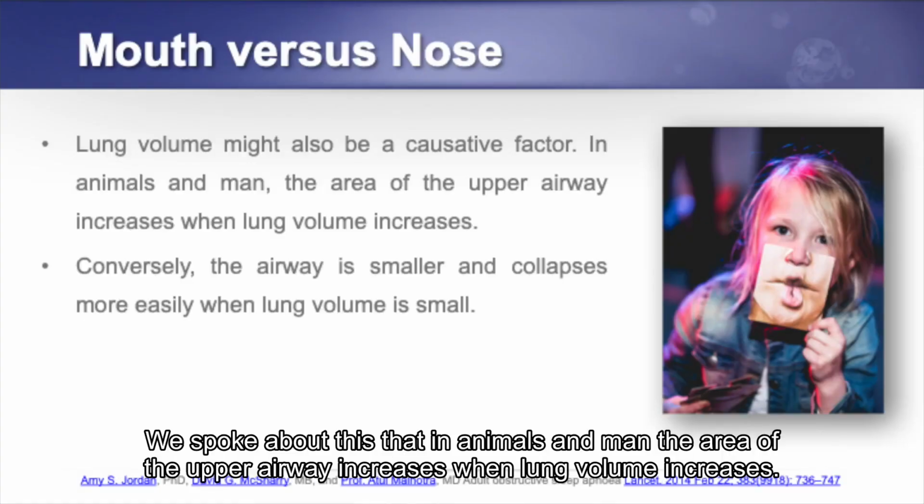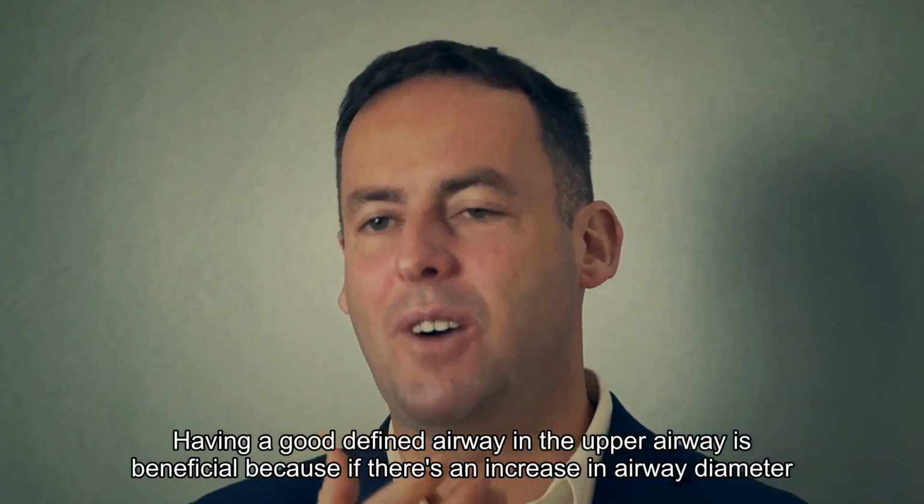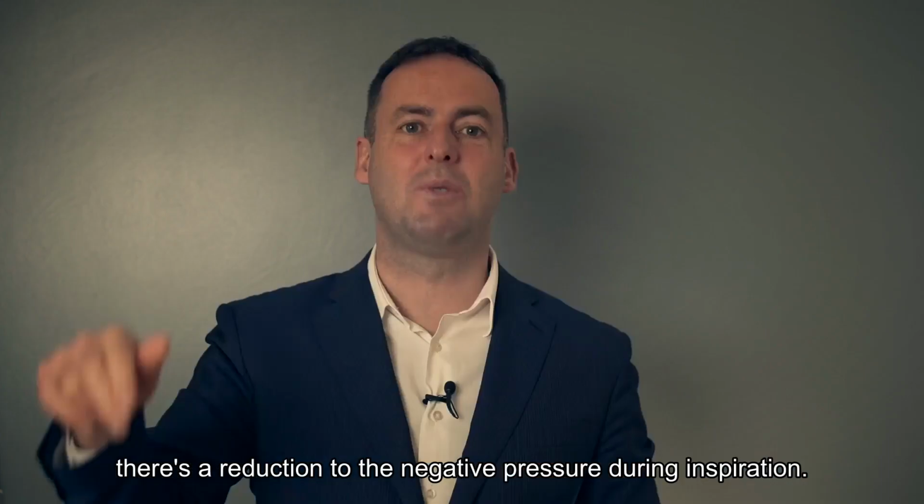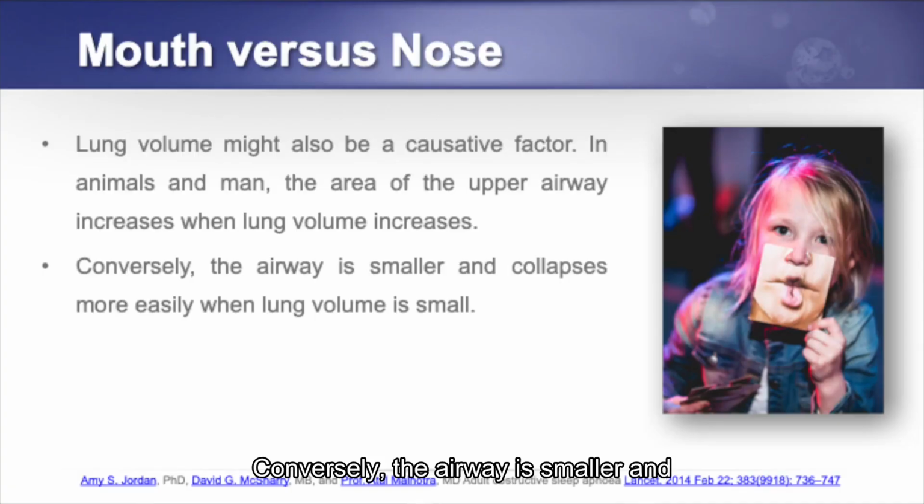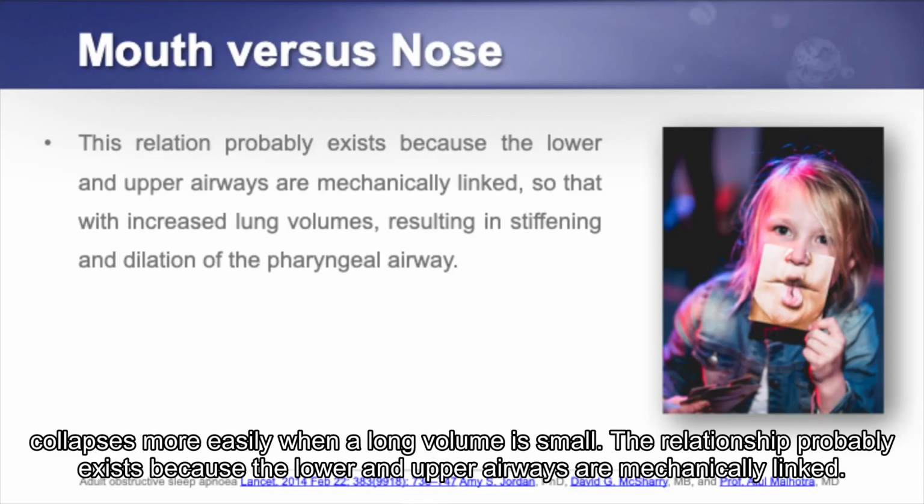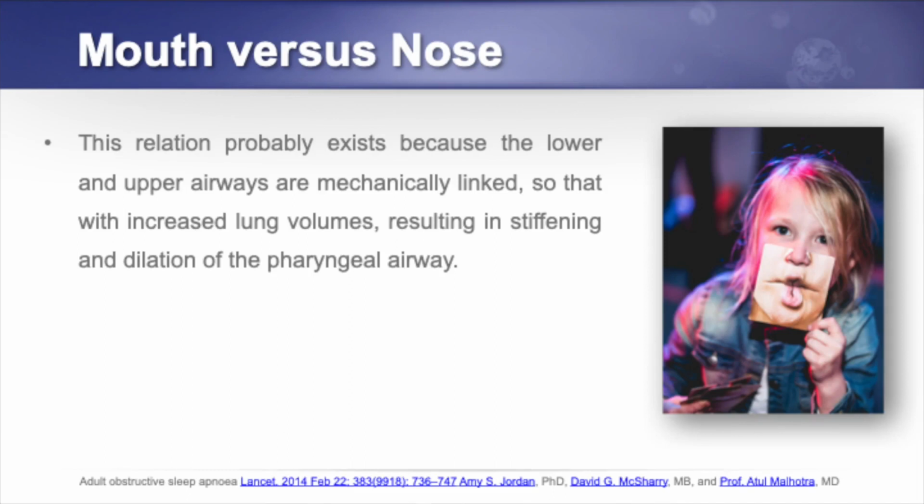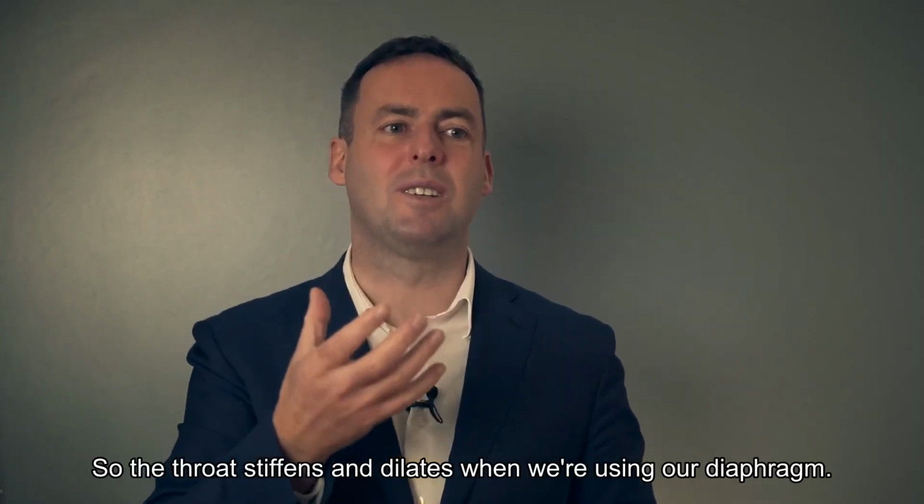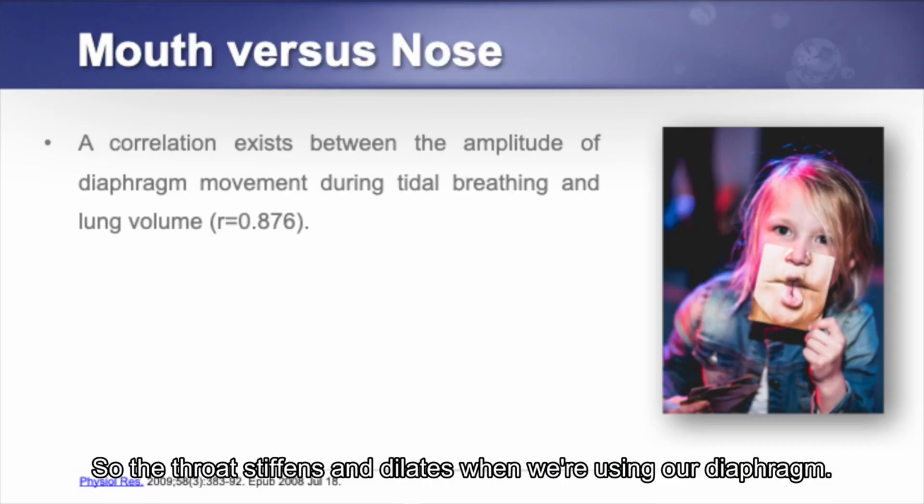Lung volume is another issue. We spoke about this, that in animals and man, the area of the upper airway increases when lung volume increases. Having a good defined airway in the upper airway is beneficial because if there's an increase in airway diameter, there's a reduction to the negative pressure during inspiration. Conversely, the airway is smaller and collapses more easily when lung volume is small. The relationship probably exists because the lower and upper airways are mechanically linked. So with increased lung volume, there's a stiffening and dilation of the pharyngeal airway.